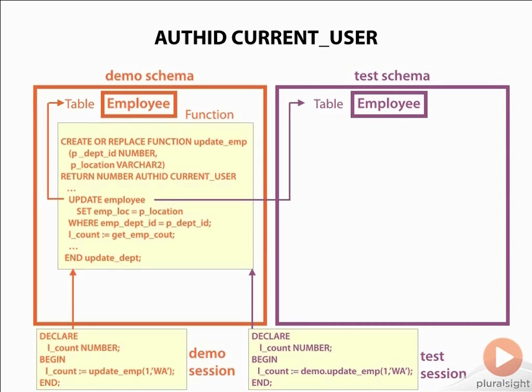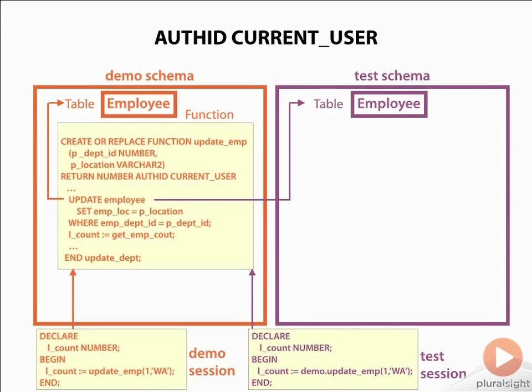Here we have defined the function in the demo schema, but you may as well define it in the test schema or another central schema from where everyone can call it. So this is how the invoker's rights authid clause can help in removing duplication of code in cases where identical table structures exist in multiple schemas and the same subprogram is to be used for all.